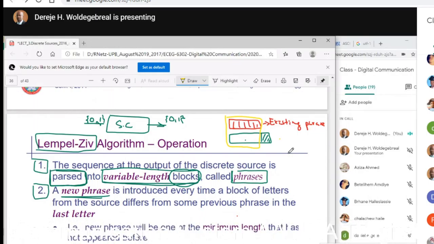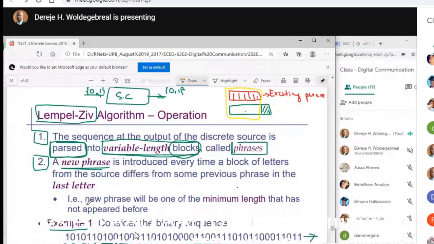So understand, at this phrase, what we call a new phrase differs from the existing phrases, or from an existing phrase, in its last bit position only. When it differs like that, we say a new phrase has come. So this is the rule. In other words, a new phrase is a phrase that differs from an existing phrase in its last bit position only. So it's a phrase of minimum length that did not appear before.